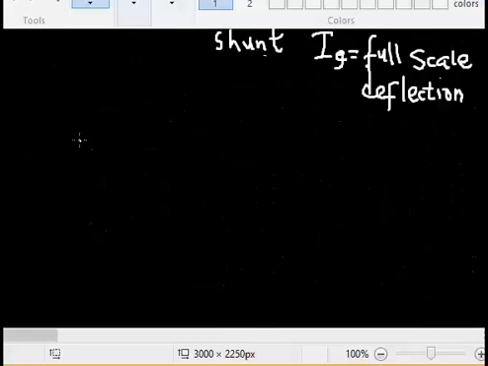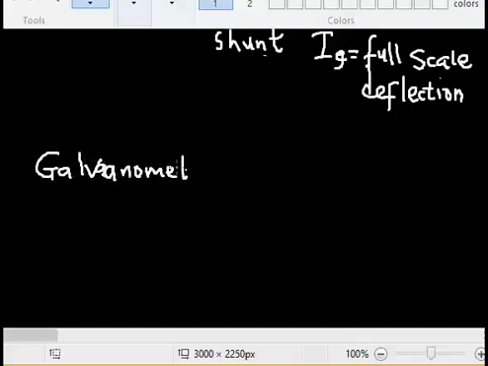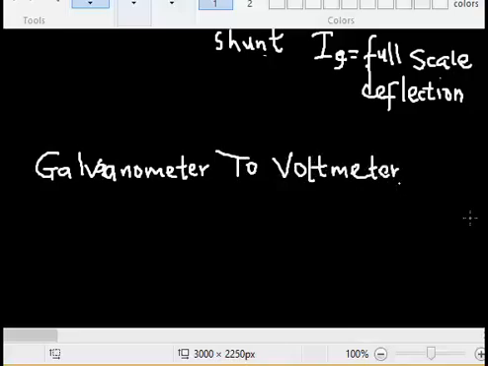Now let's look at the other conversion: converting a galvanometer, also stated as a milliammeter because it measures its current in milliampere, very small ampere, into a voltmeter. This is how this one works.